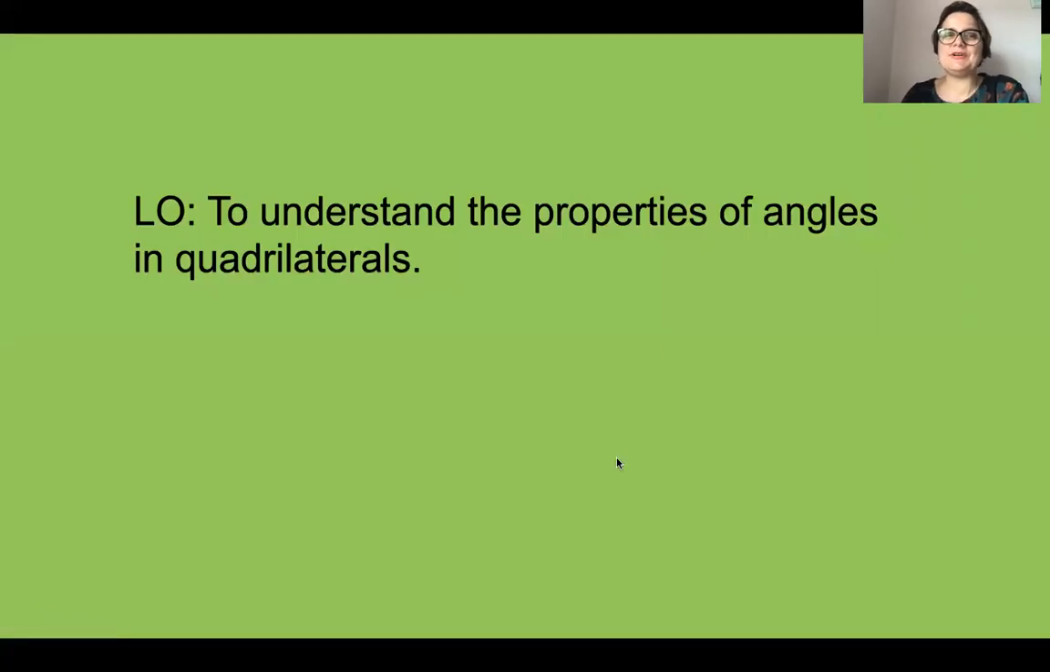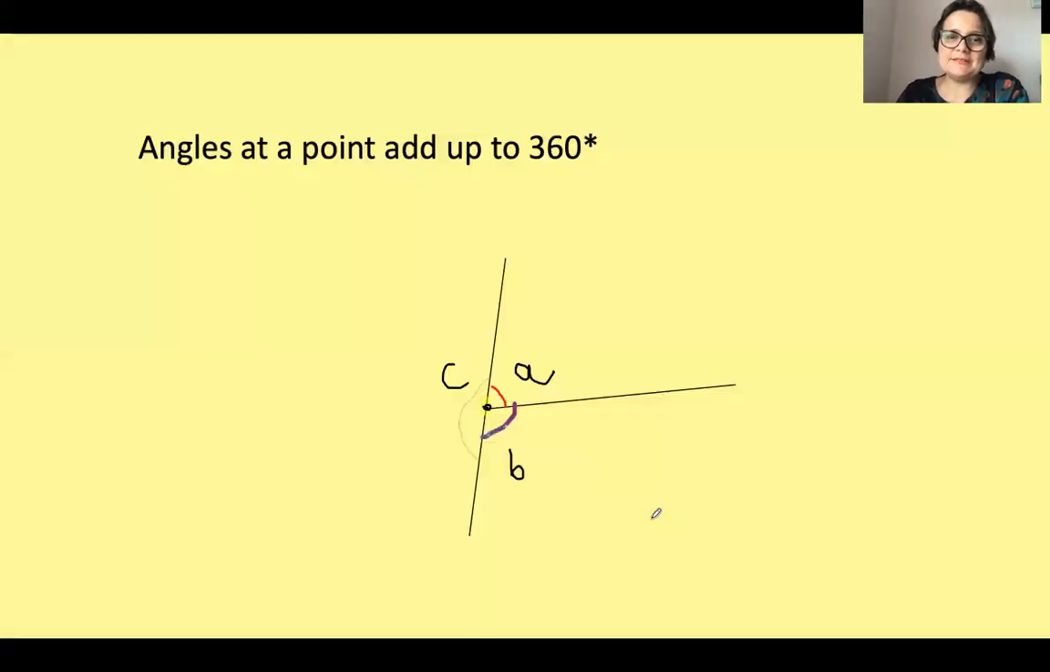Hello, today you are going to learn how to understand the properties of angles in a quadrilateral. Some things that you need to remember are going to be crucial for problem solving. First, remember this one: angles around a point add up to 360 degrees.